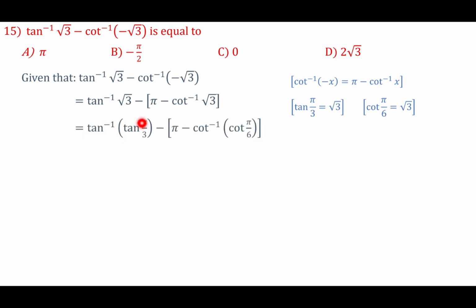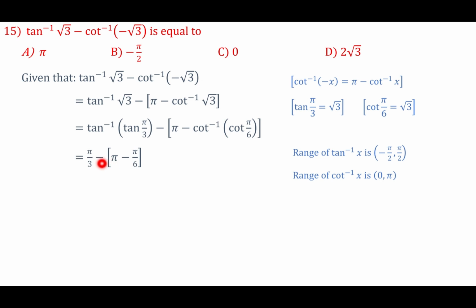Now, tan inverse and tan I can cancel, but this pi by 3 must be in the range of tan inverse x. And we know the range of tan inverse x is negative pi by 2 to pi by 2. As well, I can cross out cot inverse and cot, but this pi by 6 must be in the range of cot inverse x. And we know the range of cot inverse x is 0 to pi. So both of them are in these ranges, and I can cross out. The answer is pi by 3 minus, pi, and cot inverse cot is gone, pi by 6.